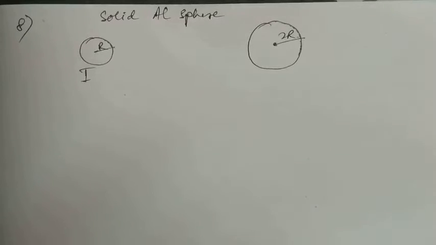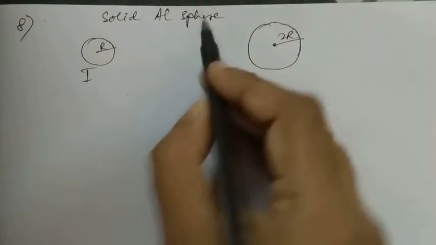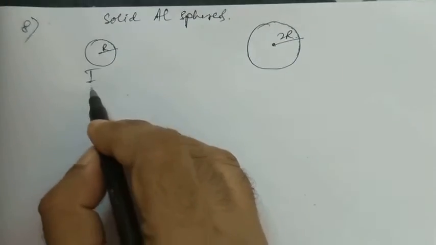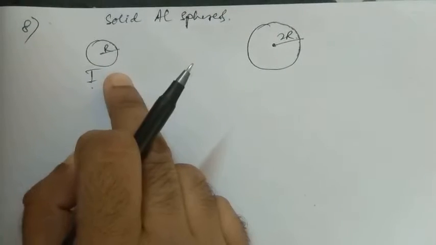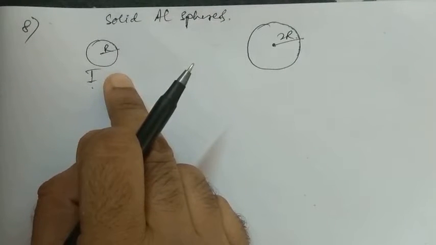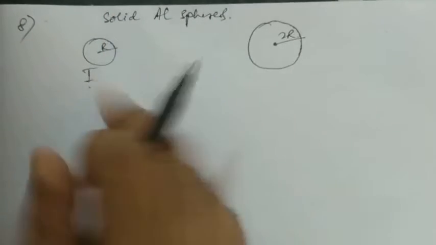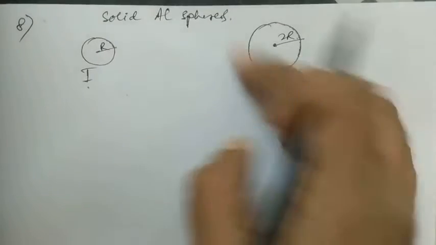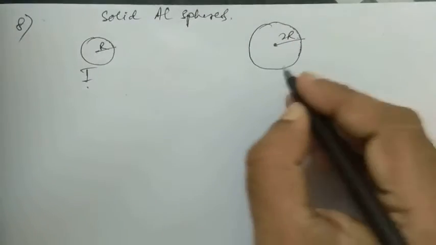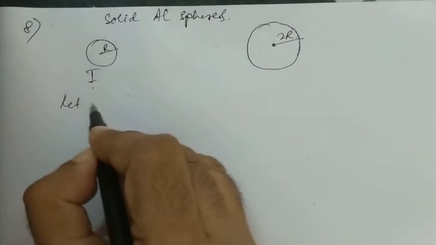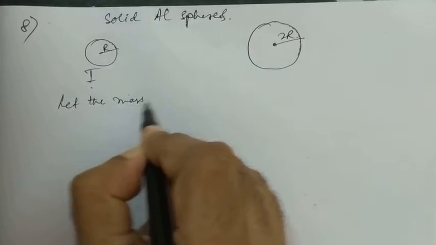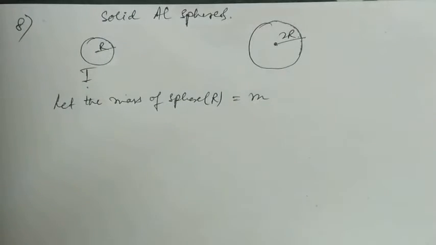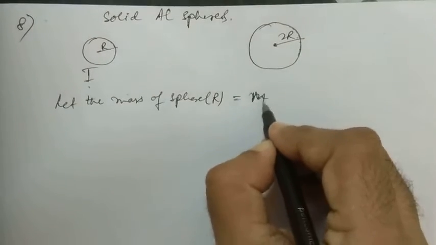Now problem number 8. These are two solid aluminium spheres, one with a radius of r and another with a radius of 2r. The first one has moment of inertia I about an axis passing through the center and along any one of its diameters. The question is to find the moment of inertia of the same aluminium sphere but of radius 2r. Now let the mass of the sphere of radius r be m, or rather we can take it as capital M.